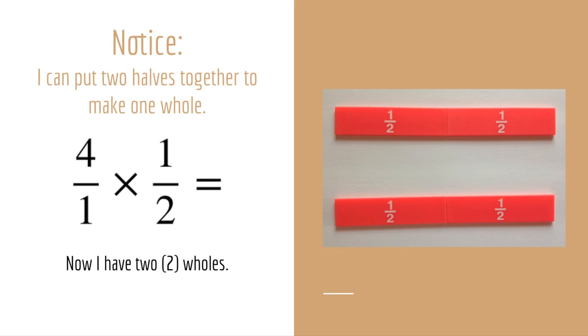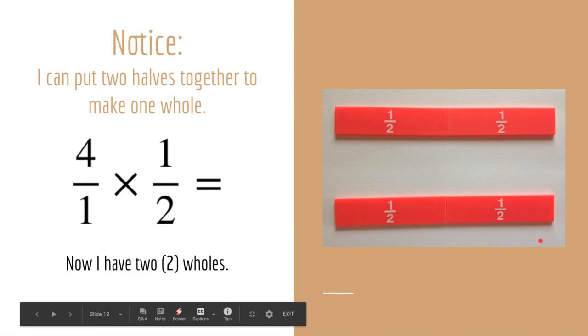Now I can put the 2 halves together, and it makes one whole. So I still have 4 halves, but I've put 2 halves together to make one whole, and the other 2 halves together to make another whole. Now I have 2 wholes.